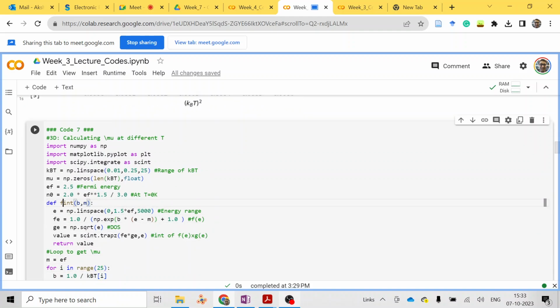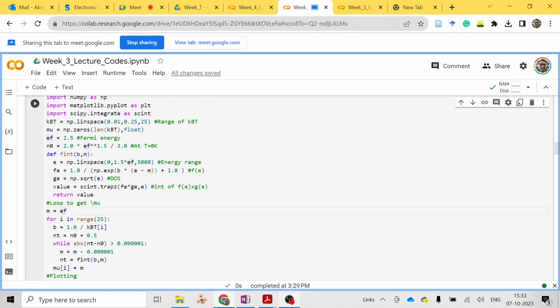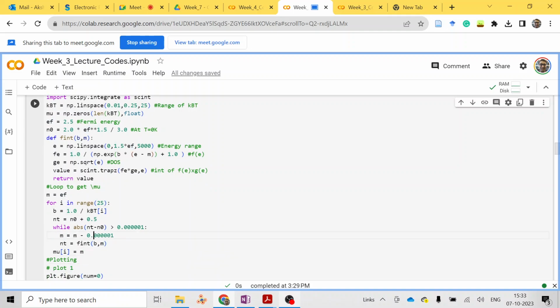So then you have this function. What this function does is it takes these energy values, the Fermi energy, and gives you this integral, which is your n value. We can do this integral, and then we will start with our mu. Now, mu we know is around the Fermi energy. Generally, as we discussed in the lecture, mu doesn't change much compared to the Fermi energy for the temperature range that you generally work with, even around room temperature. So our initial guess for mu will be the Fermi energy.